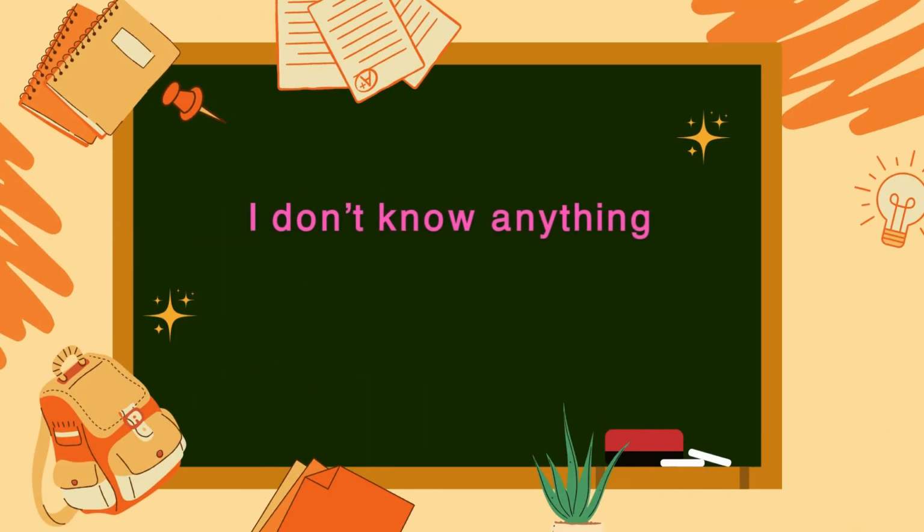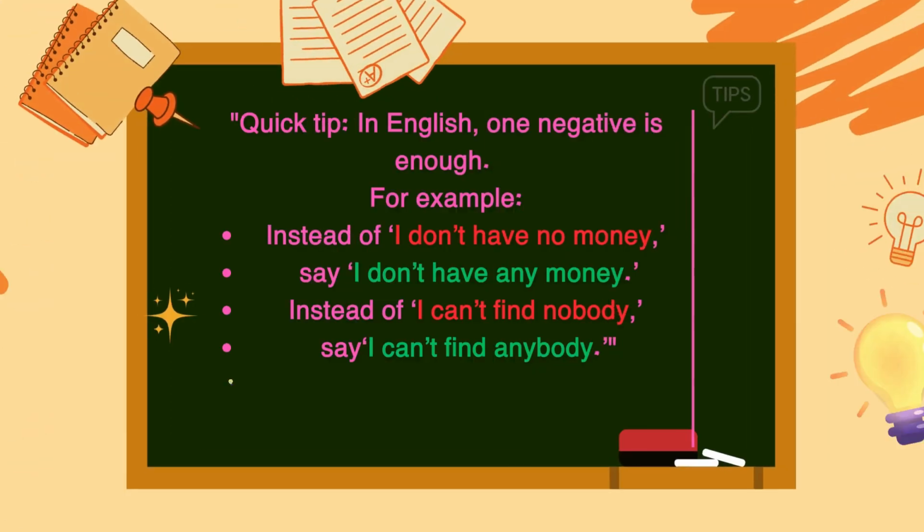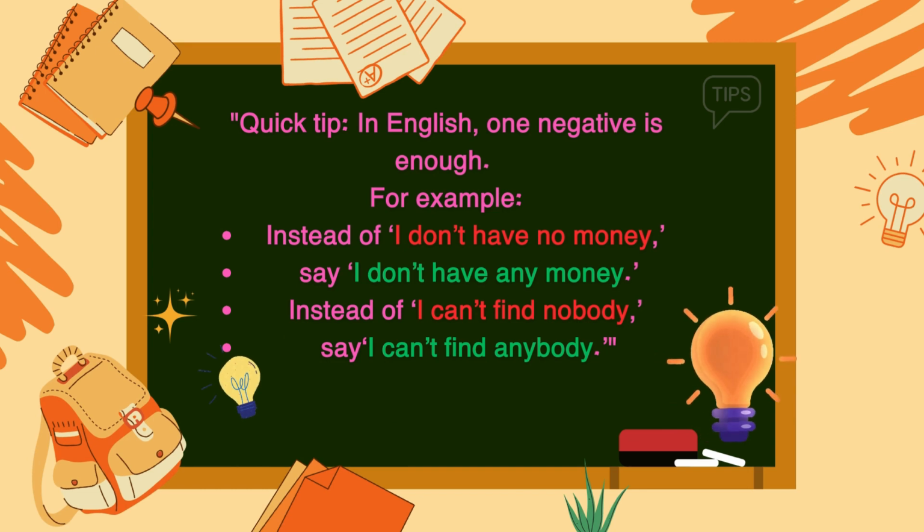So, the correct sentence is, "I don't know anything." This makes it clear that you truly don't know. Quick tip. In English, one negative is enough. For example, instead of "I don't have no money," say "I don't have any money." Instead of "I can't find nobody," say "I can't find anybody."